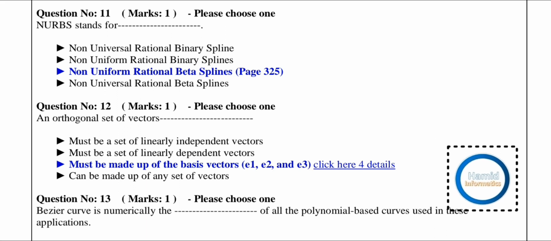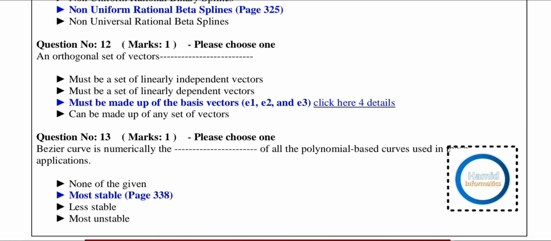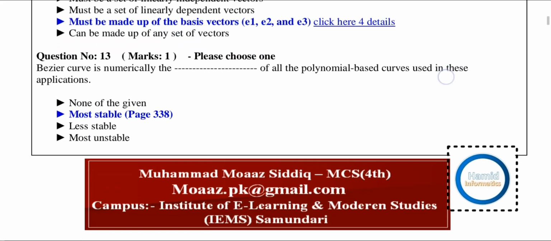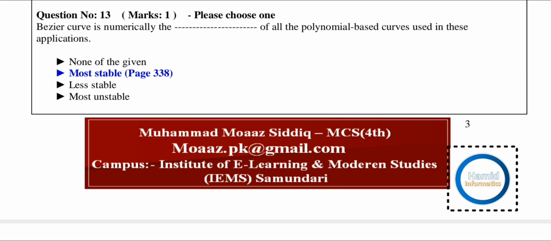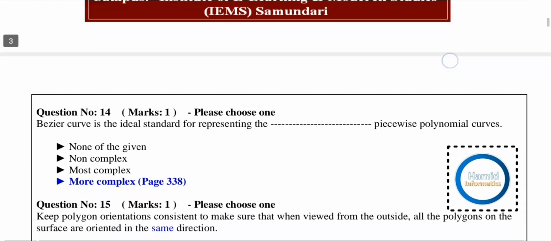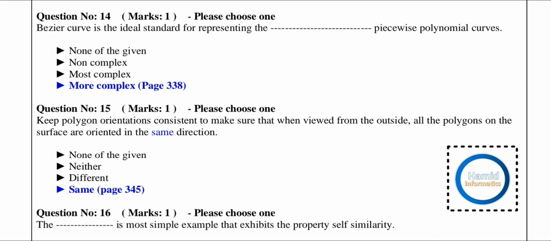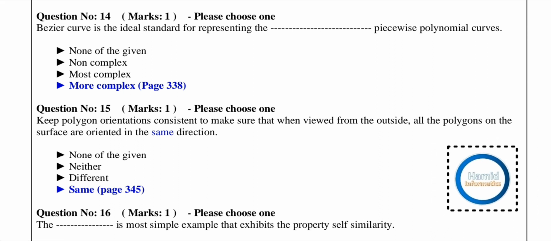NURBS stands for non-uniform rational B-splines. An orthogonal set of vectors must be made up of the basis vectors e1, e2, and e3. Bezier curve is numerically the most stable of all the polynomial-based curves used in these applications. Bezier curve is the ideal standard for representing the dash piecewise polynomial curves. More complex.